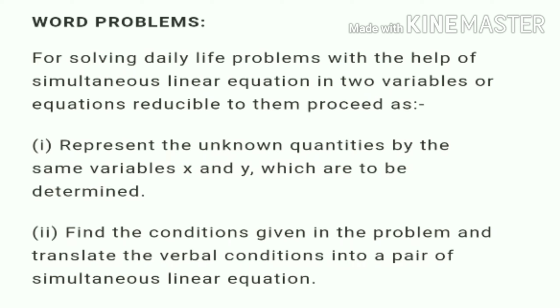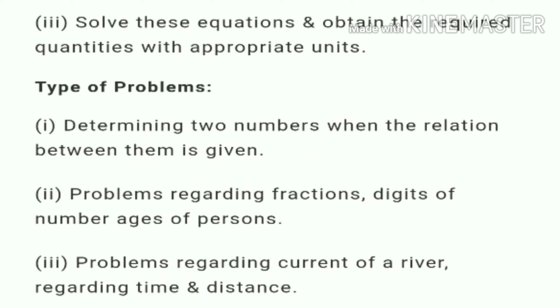Second, find the conditions given in the problem and translate the verbal conditions into a pair of simultaneous linear equations. It means whatever conditions are given in words, we need to convert into mathematical form, and prepare a pair of linear equations in two variables. Third, solve these equations and obtain the required quantities with appropriate units. After getting the equations, we need to solve both by a suitable method, whatever method you want to apply, and find the values.